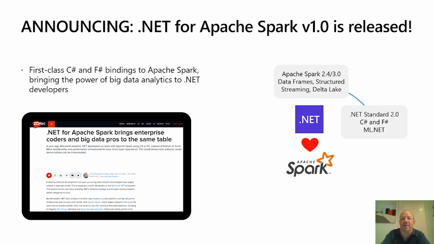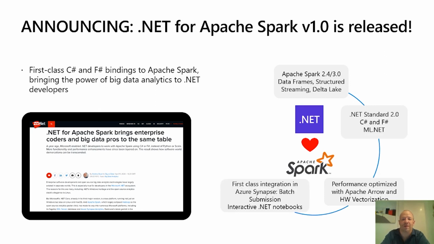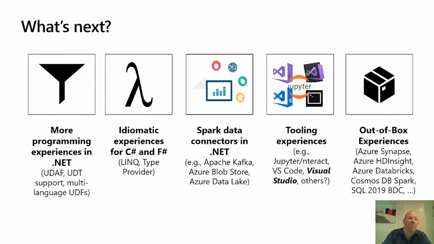As I mentioned, it's based on .NET Standard 2.0. We have the performance optimizations with Apache Arrow and hardware vectorization. We have provided you with this first-class integration in Azure Synapse. And if you want to learn more, please go to dot.net/spark. So what is next?